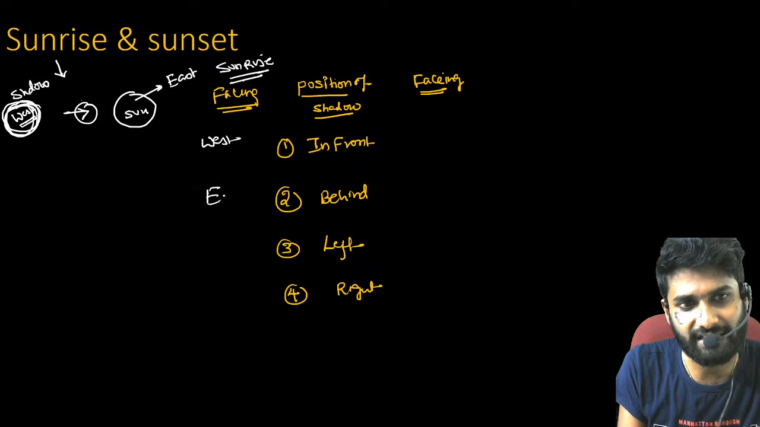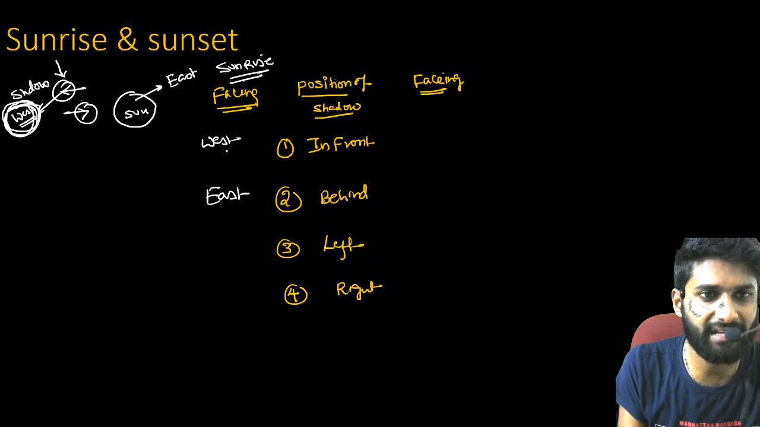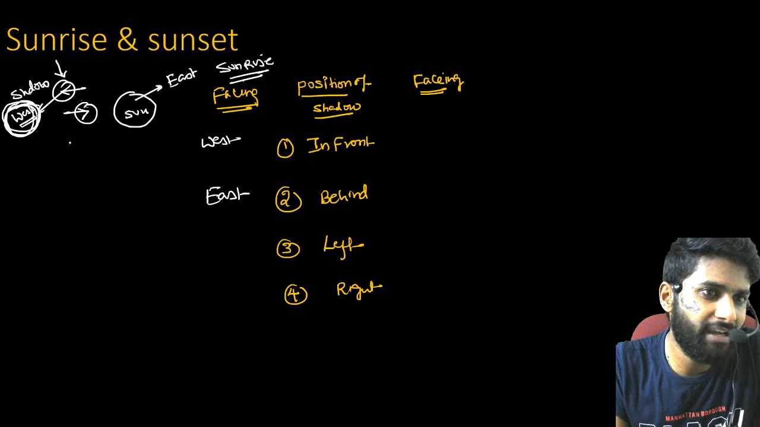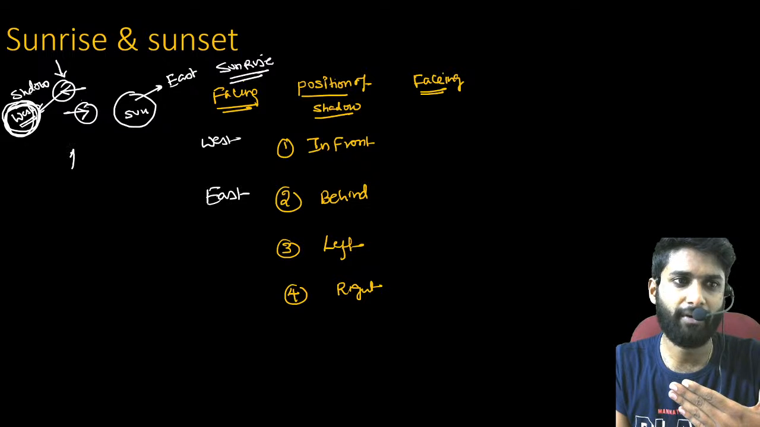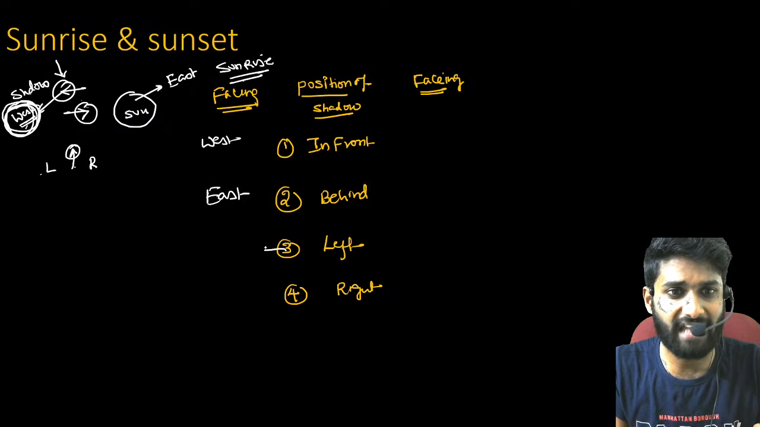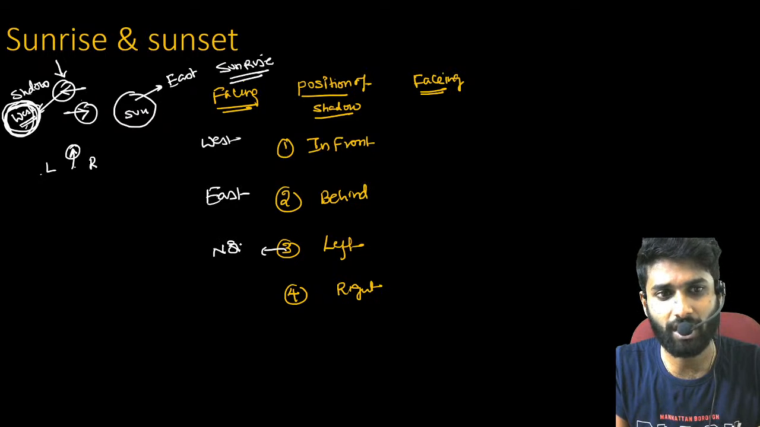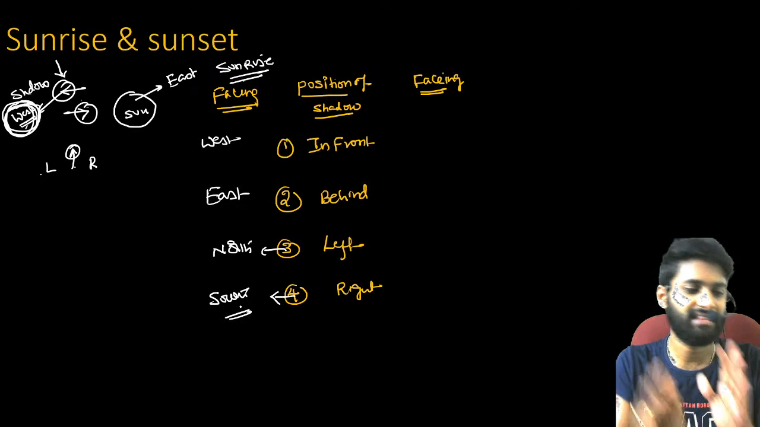So definitely the answer is east. See, question number one: in front means west facing, behind means east facing. Now, the arrow is on the right side. For example, if I see you and a person is facing north, this is the left and this is the right. But if we want the shadow on the left side, it means definitely the person was facing north. If the shadow is on the right side, it means definitely the person was facing south. Take it in this direction.